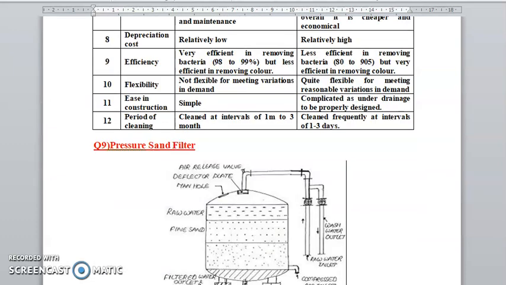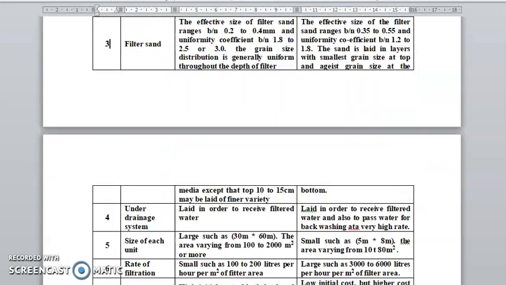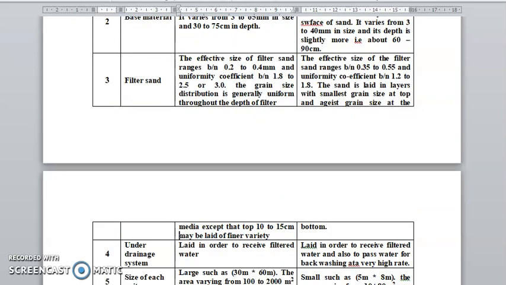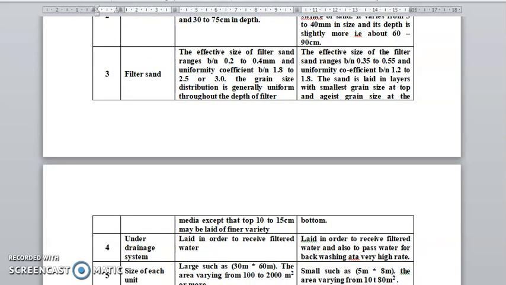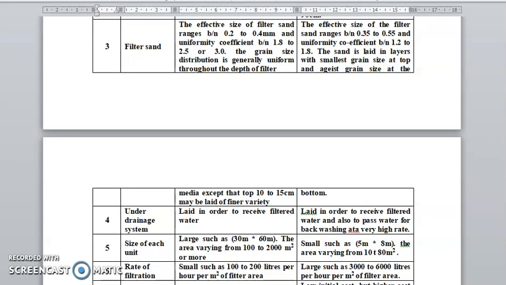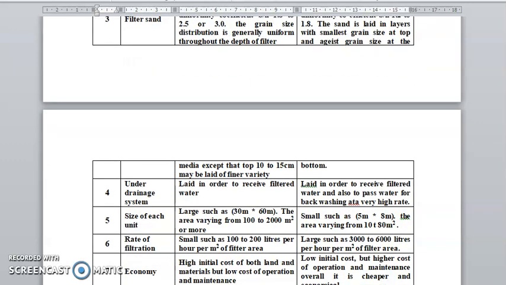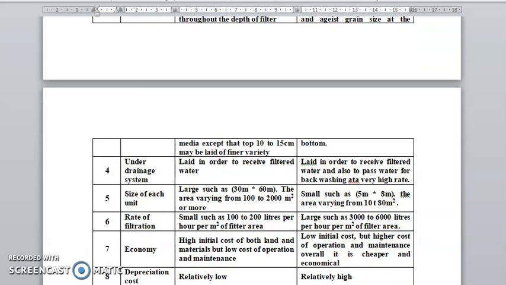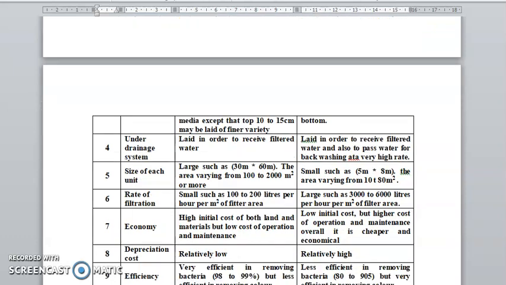Now the fourth one, the underdrain system. In the slow sand filter, the underdrain system is laid in order to receive the filtered water. In the rapid sand filter, it is laid in order to receive the filtered water and also to pass the backwash water at a very high rate.